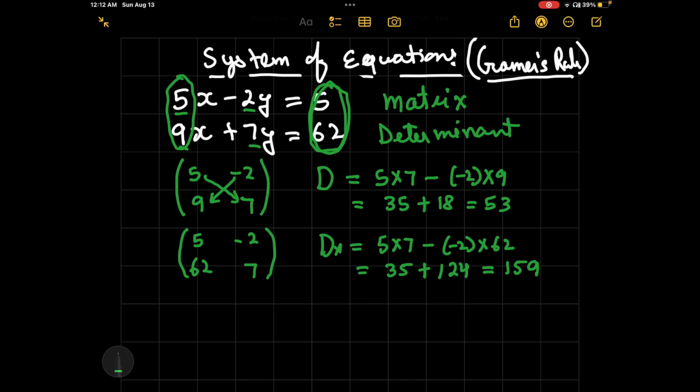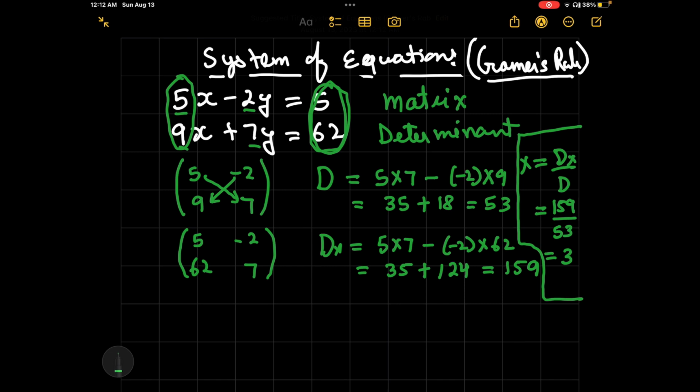Now, to find the value of x, the rule is that x is equal to dx over d. All right, dx is 159 and d is 53. 159 divided by 53 gives us 3, and that is the answer. x is equal to 3.